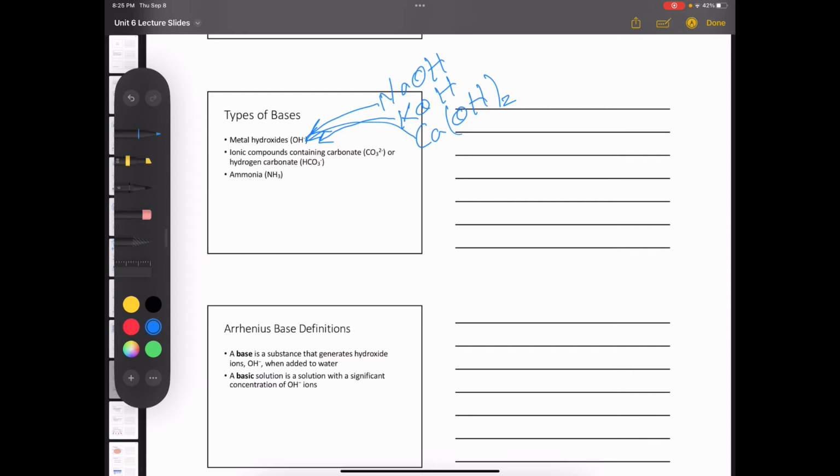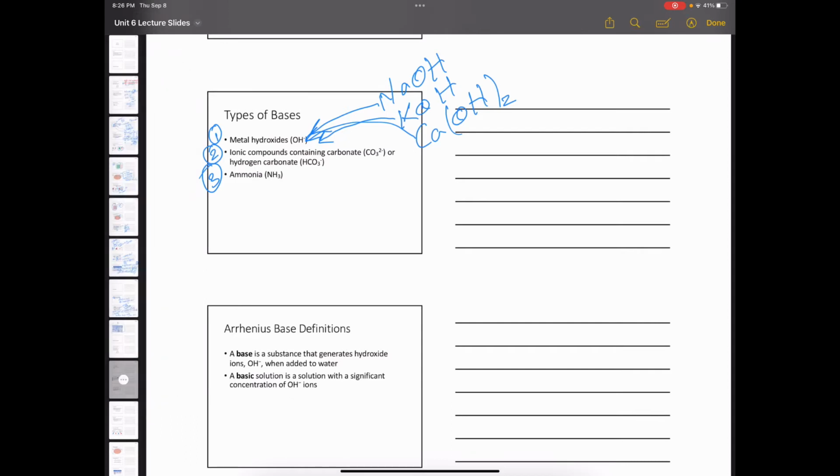The second one is the ionic compounds containing carbonate or hydrogen carbonate. These will also be considered bases, and I will explain why in a second when we go through the chemical reaction. So that's number 2. And number 3 is ammonia. Ammonia is also considered a base, and that's due to the formation of hydroxide ions in a reaction with water, and we'll also look at the equation in a second. So these are the three main types of bases that I expect you to be familiar with.